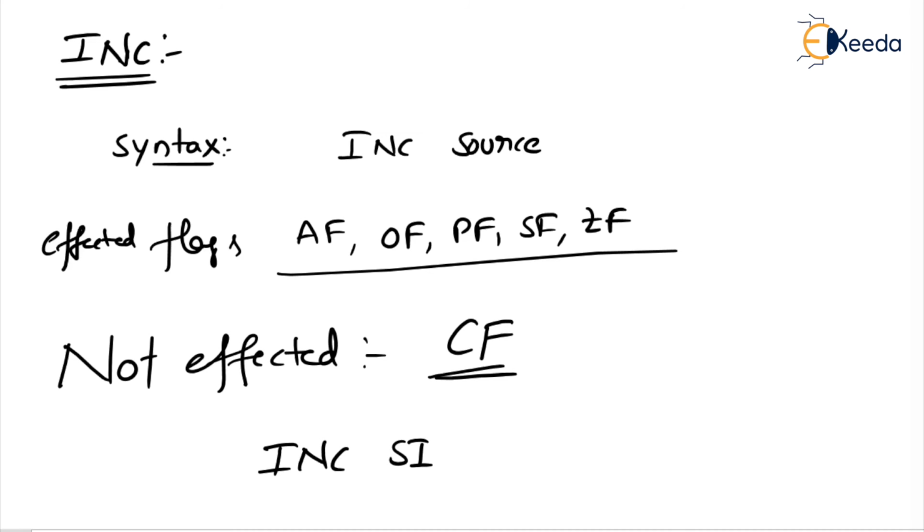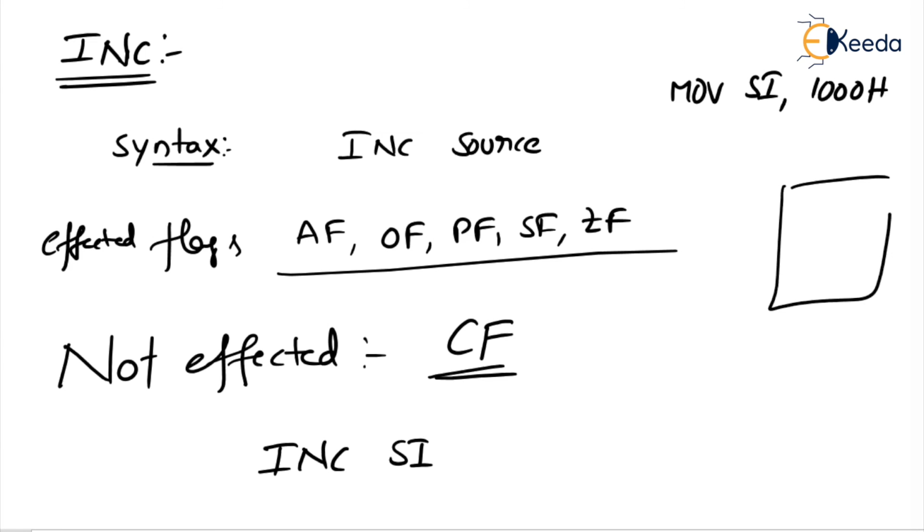So in the problem you will write like this: increment SI. We will give some location, then we have to give that location to the SI. Simply we are giving some offset address. Initially we will assign like this: move SI comma 1000H. Suppose this is the offset, this is the data segment, and here some location is there. This is 1000H.